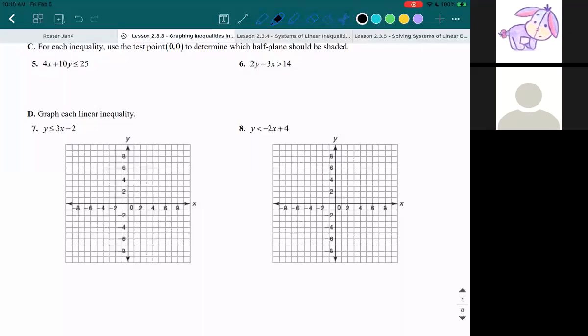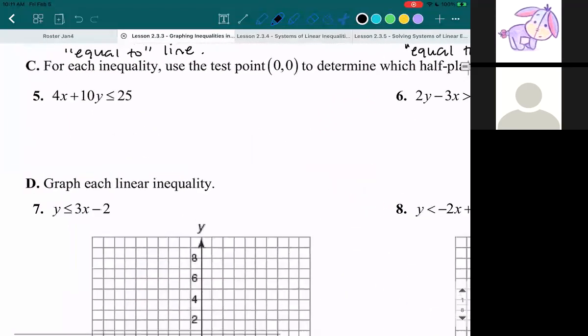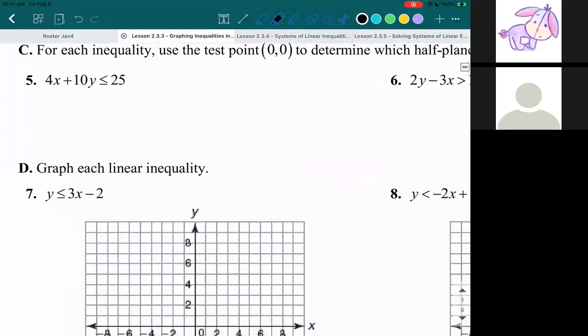All right, welcome back to part C. For part C, it says, for each inequality, use the test point (0, 0) to determine which half plane should be shaded. Okay, so I don't think this really makes any sense unless we graph it ourselves. So I'm actually going to graph these. And we're not going to do a super detailed graph. It's just going to be a quick sketch, okay?